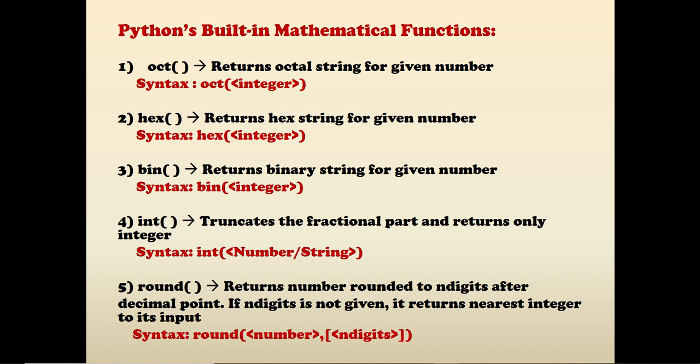The n digits is given in square brackets. Whenever you see square brackets in the syntax, it means it is an optional argument. Whatever value you give for n digits is the number of digits that will be displayed after the decimal point. If you give the number comma 4, you will get 4 digits after the decimal point. If you do not give it, it will return the nearest integer, the whole integer. That is the purpose of the round function.